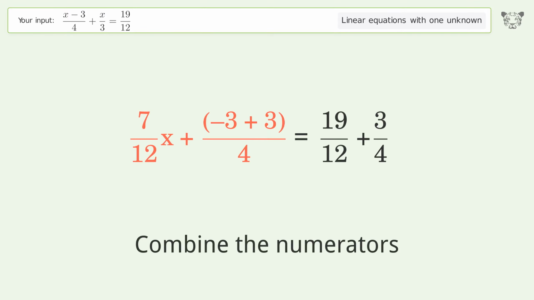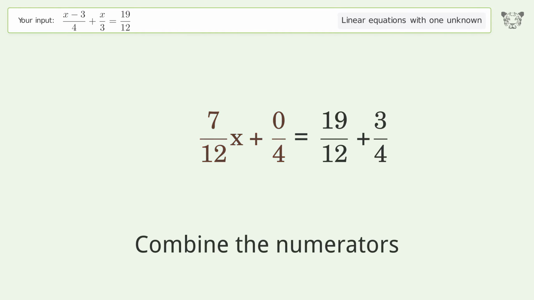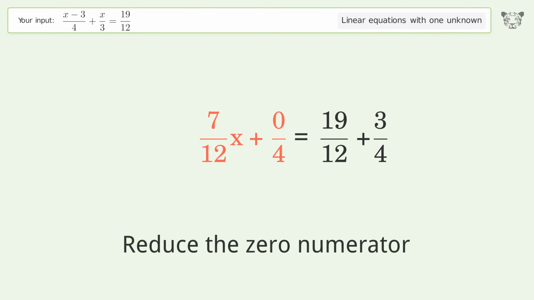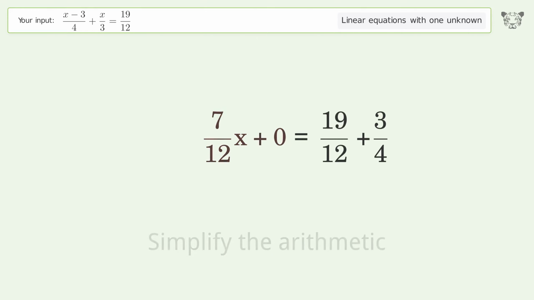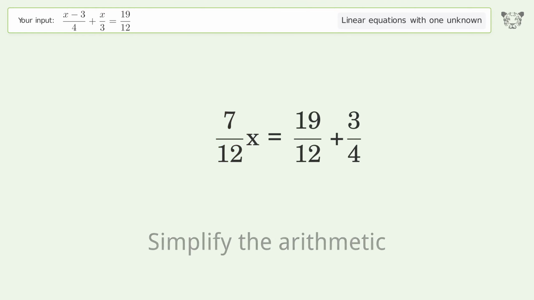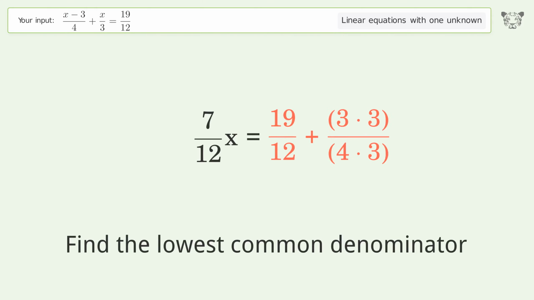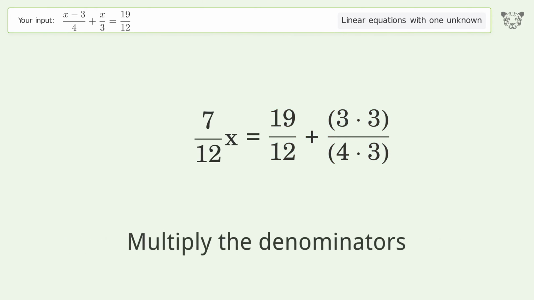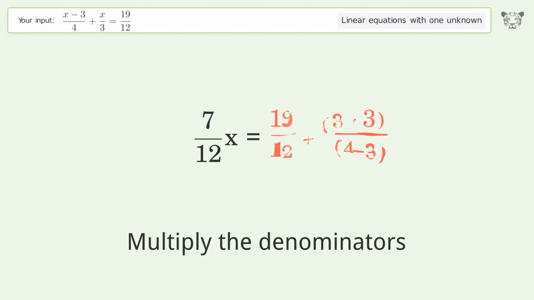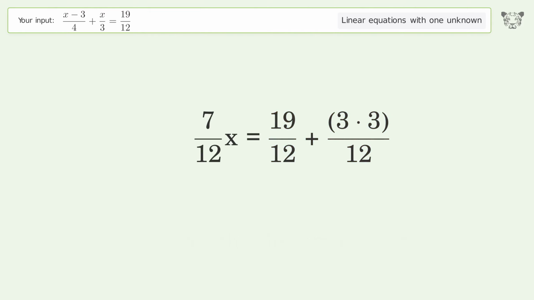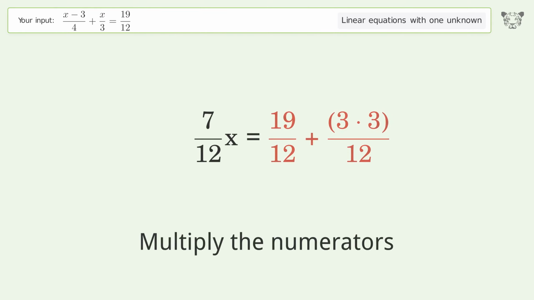Combine the numerators. Reduce the zero numerator. Simplify the arithmetic. Find the lowest common denominator. Multiply the denominators. Multiply the numerators.